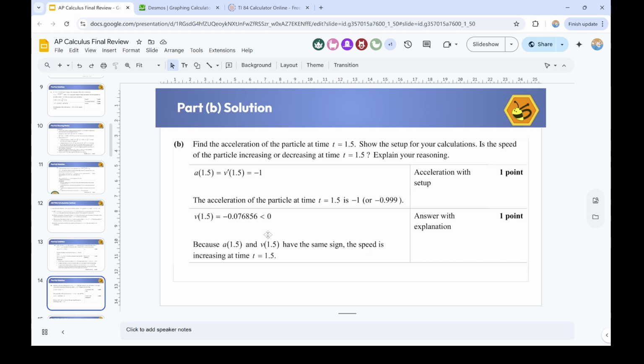For the last point of part B, we need to say that the velocity at 1.5 is a negative number, and they have the same sign, so the speed is increasing. That's because the particle is going left and the acceleration is still accelerating left, so the speed is increasing. Oh, that's okay, you can save time for part D.